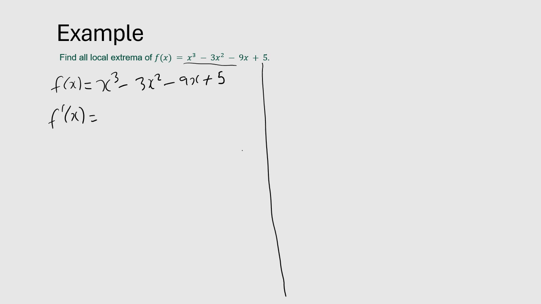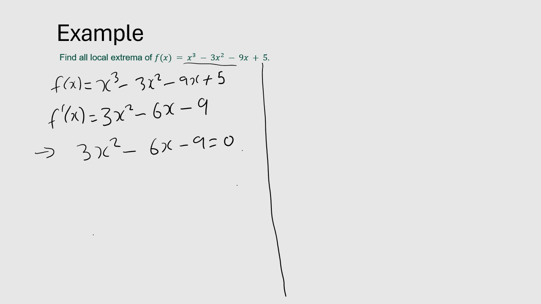If we differentiate x cubed, it's just 3x squared. We have been doing this. 3x squared, this is just 6x, minus 9x is just 9. And this is a constant, it will be 0. So then the next step is to let this be equal to 0. Let 3x squared minus 6x minus 9 be equal to 0.